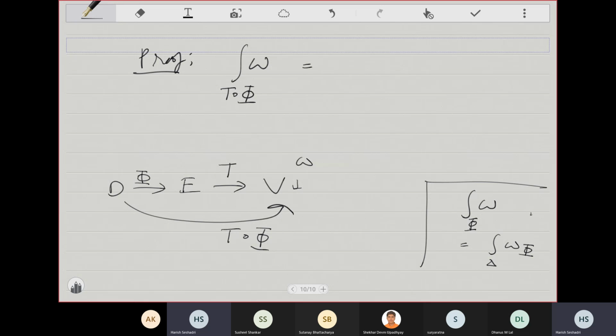Now, let's apply this main proposition not to phi. Here, phi has a different meaning. But instead of phi, you use T composed with phi. Omega is still here in V. So I'll just get omega T composed with phi over delta. Delta is still the same delta as before. Delta from T to D is the identity map. Delta of U equals U.